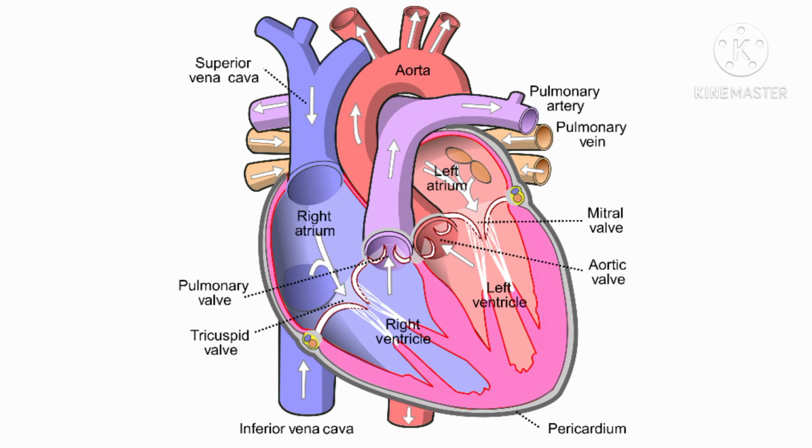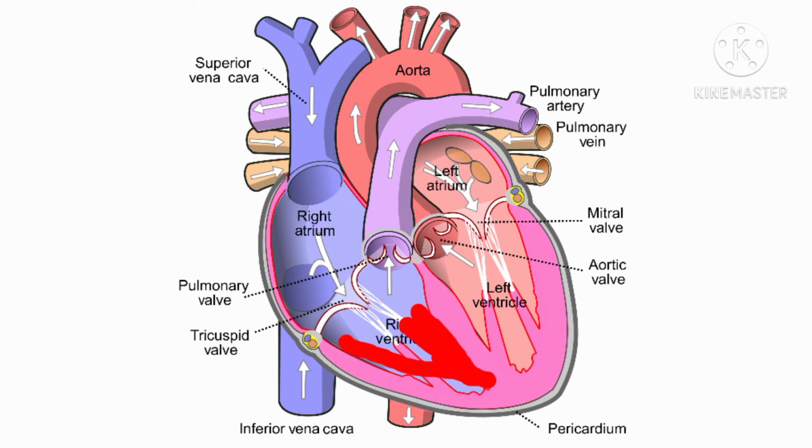So the impure blood from the veins flows into the right atrium of the heart. From here, the impure blood enters into the right ventricle through an opening. This curved opening is a valve.